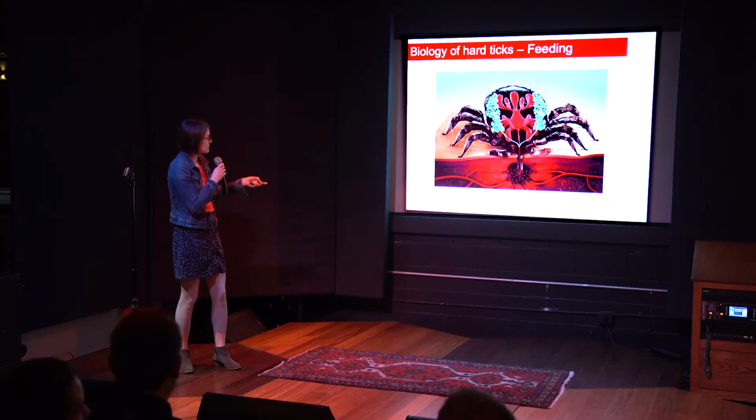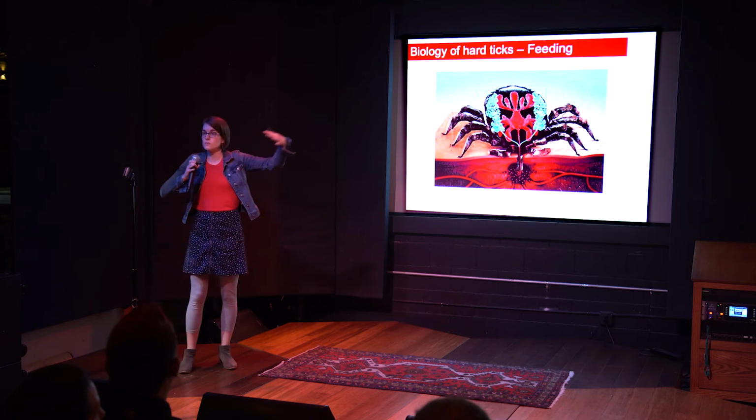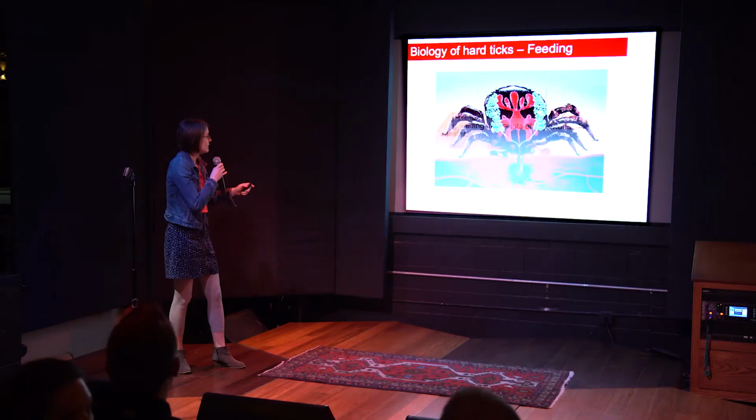And here's just a zoomed in version of that. So this is what a tick looks like inside. These are its salivary glands right here. They're huge. And then this is its gut, so its digestive tract. It has all of these little pockets because it needs to expand massively in order to incorporate the blood meal that it needs to take.